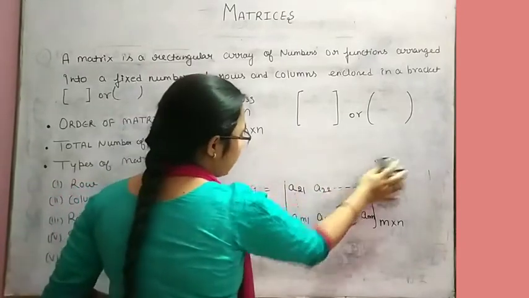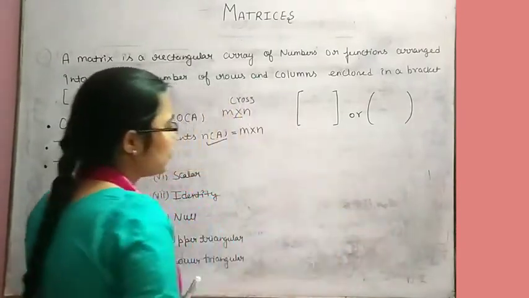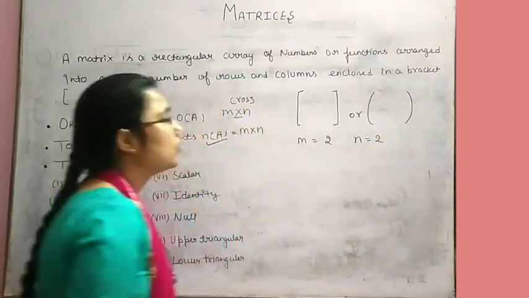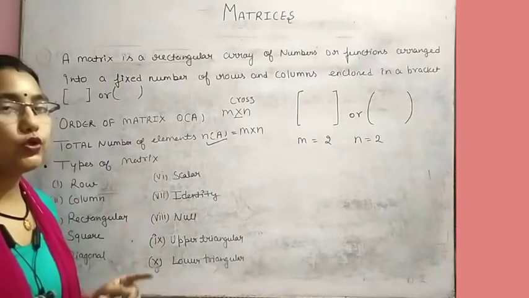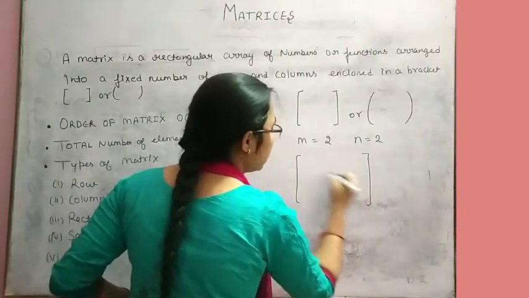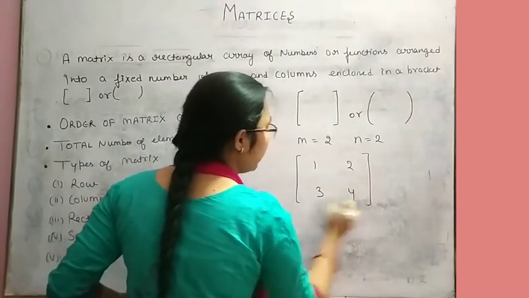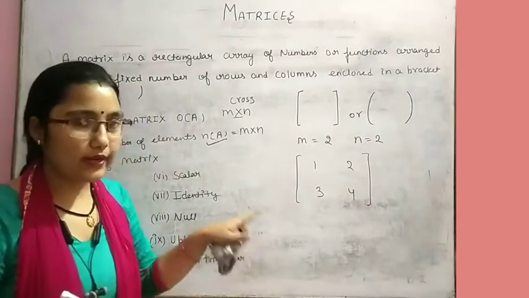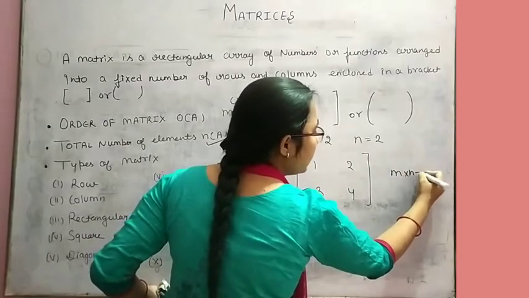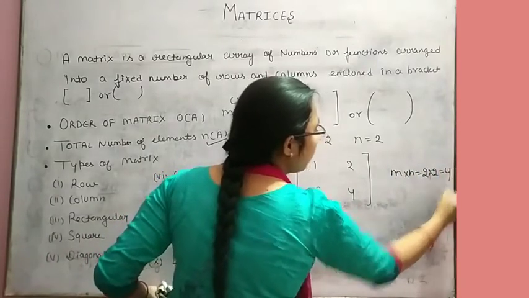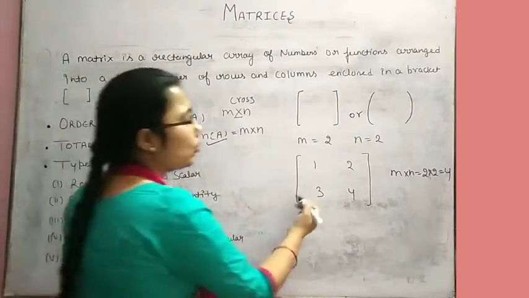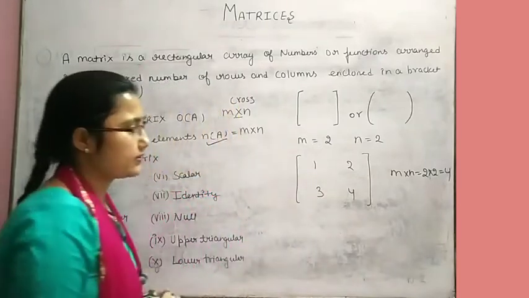Just take another example. Suppose we have m equals 2 and n equals 2. That means a matrix having 2 rows and 2 columns. 1, 2, 3, 4. So there are a total of 4 entries. So the number of elements is m into n, that means 2 into 2, which is 4. There are 4 elements in the matrix. The entries are known as elements of the matrix.